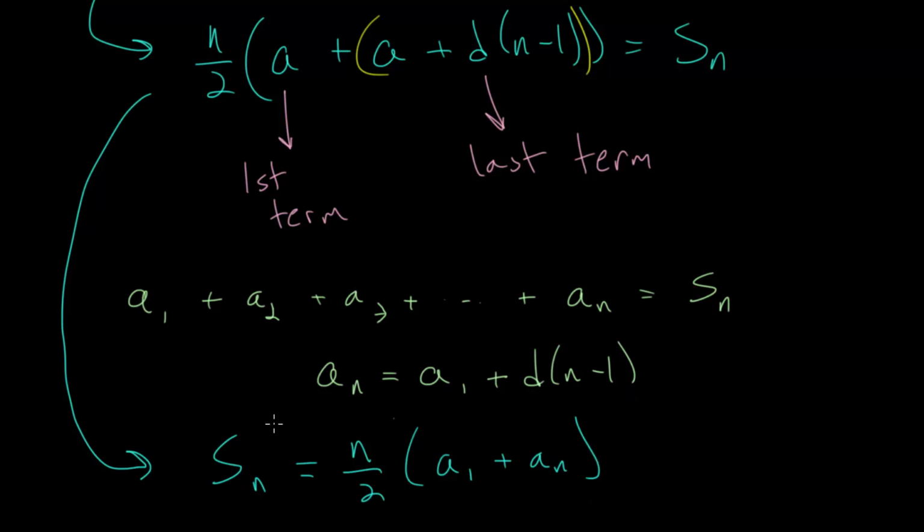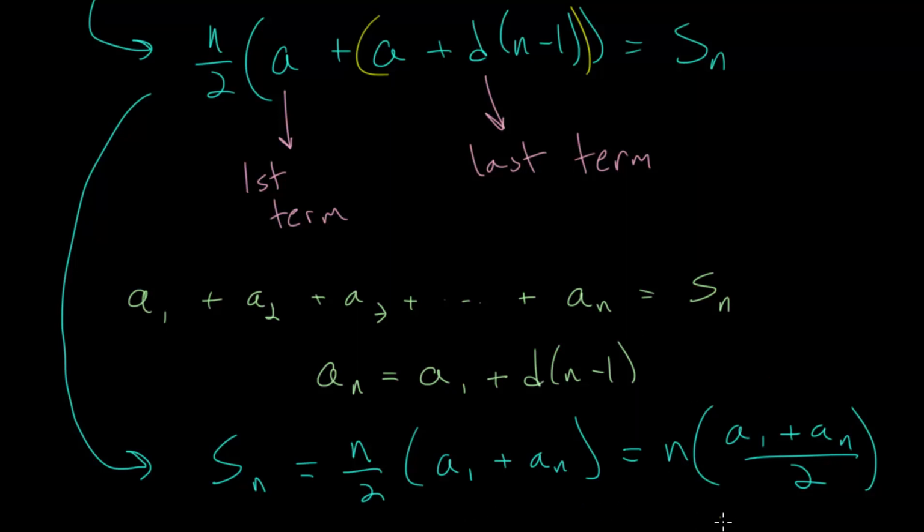But the nice benefit of rewriting it like this is that you can say this is n multiplied by the first term plus the last term, divided by 2. And when you add two numbers and divide by 2, you're taking the average. So a way to interpret this formula is that you're taking the average of the first and the last term and then just multiplying it by the number of terms.